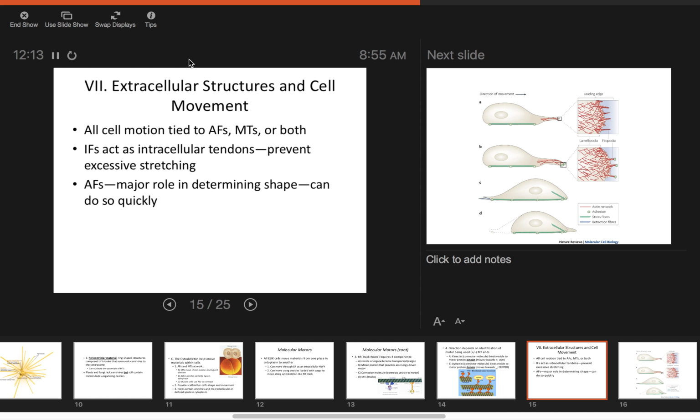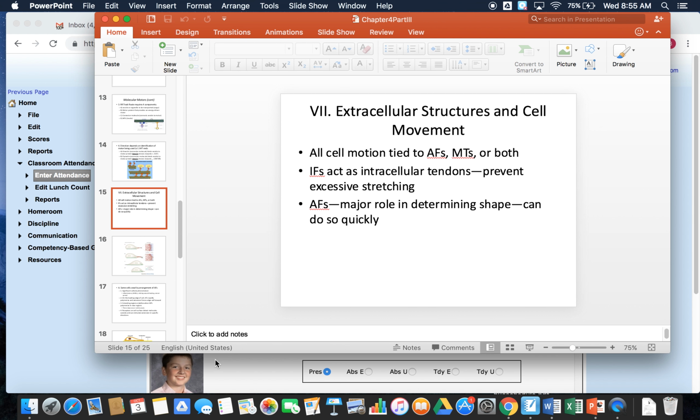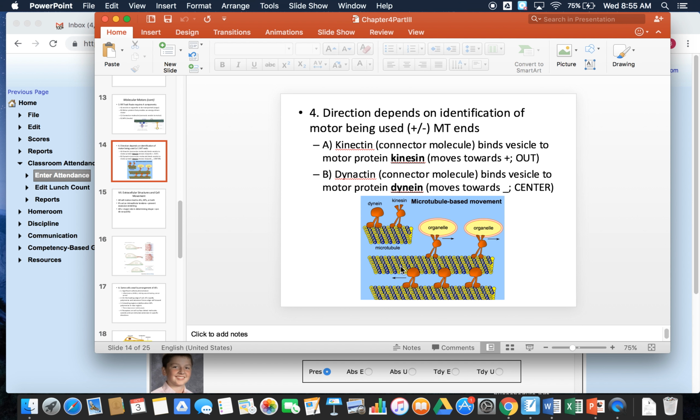Well, I usually show a video after this. I'm going to show you a video of how kinesin actually works. It's kind of cool. So I'm going to go back to this diagram.